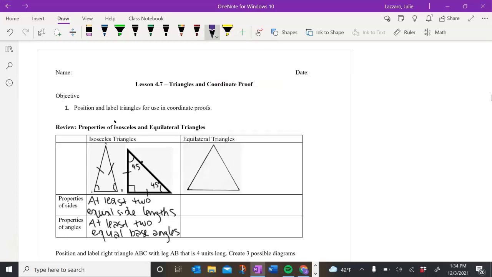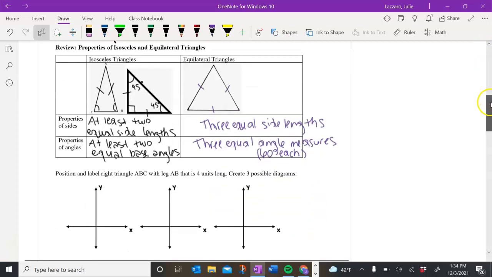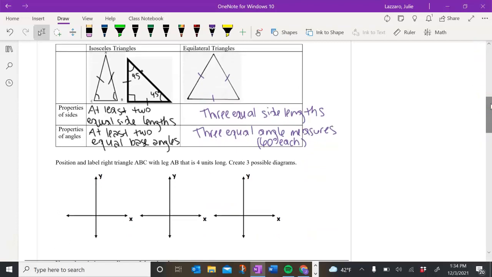And equilateral triangles have three equal side lengths. I'm going to put my tick marks on this triangle, and three equal angle measures. Again, remember that a triangle's interior angle sum is 180 degrees. So if you have three equal angle measures, your total is 60 degrees for each angle. Okay, so going on from there, we are positioning and labeling.